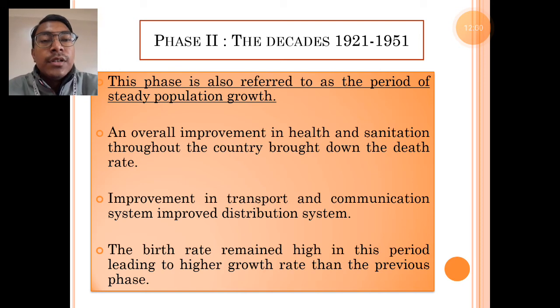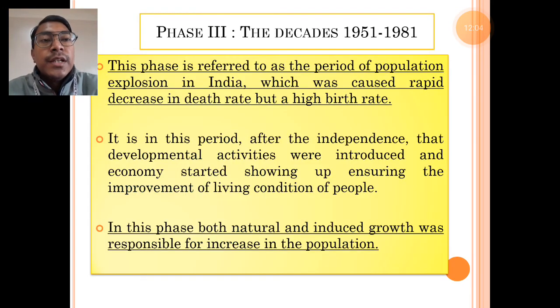Now let us study phase 3, the third phase of population growth. The third phase was during the period 1951 to 1981. In this phase, the population growth rate was very high, or we can say that there was an explosion in India's population growth. This phase is referred to as the period of population explosion in India, which was caused by a rapid decrease in the death rate but a high birth rate and migration.